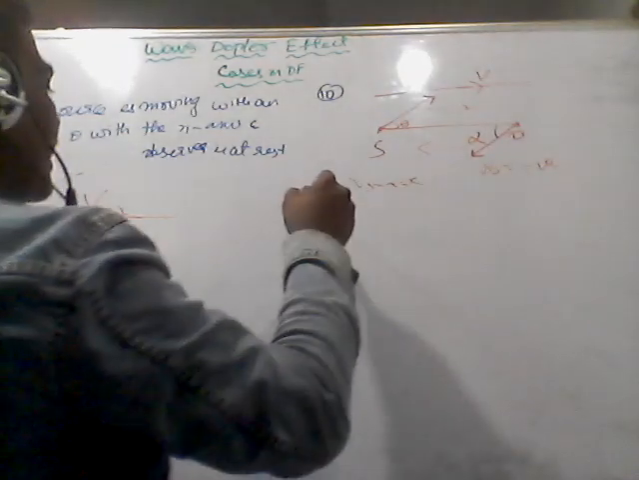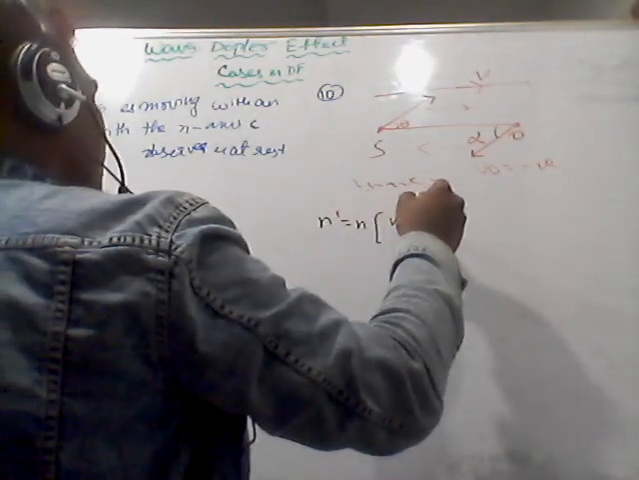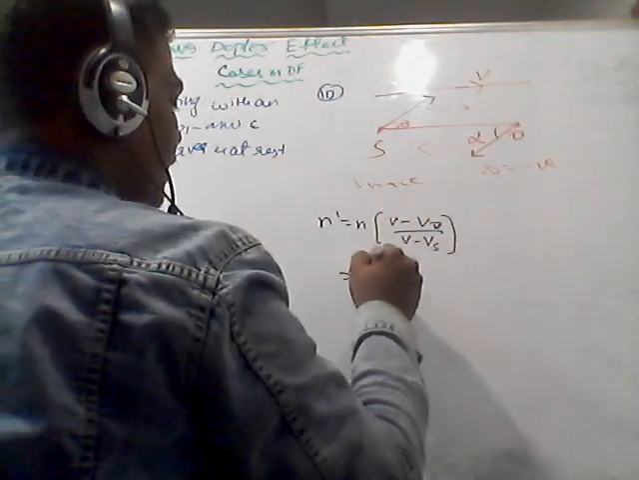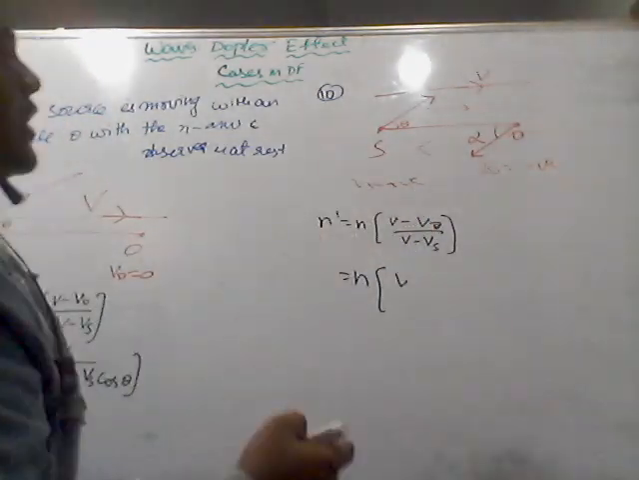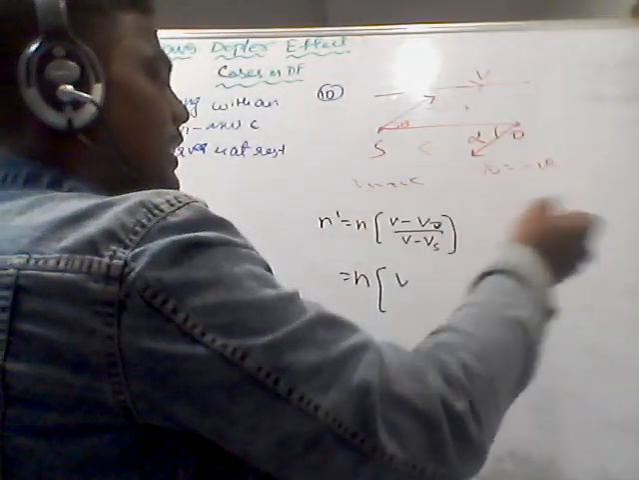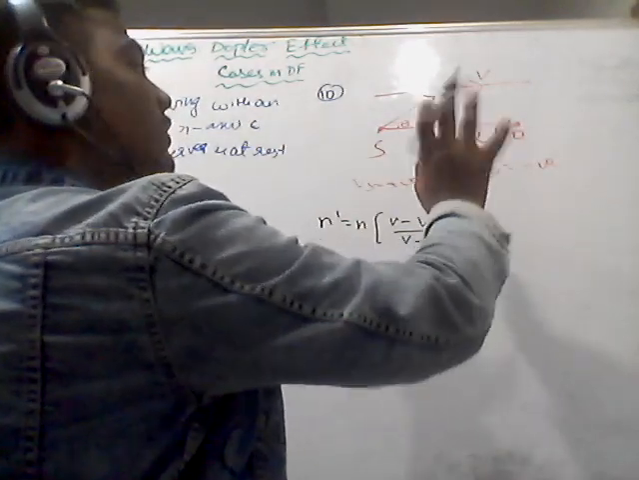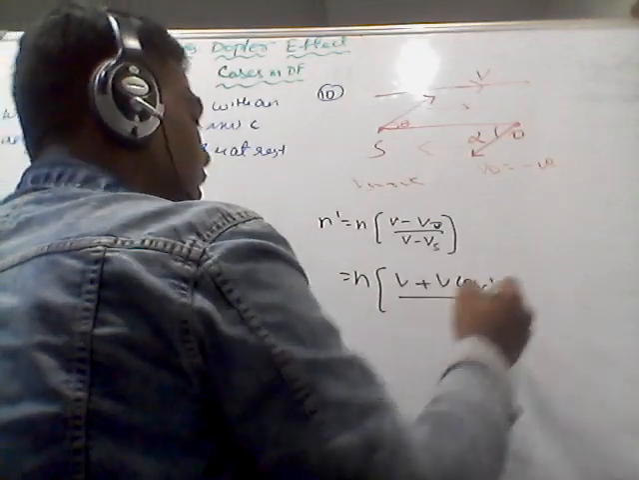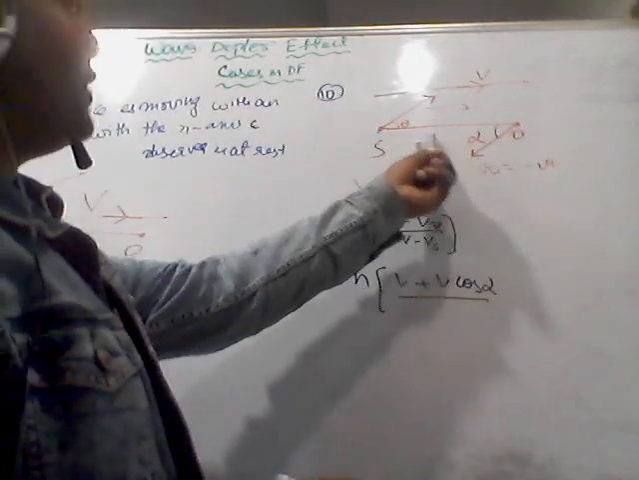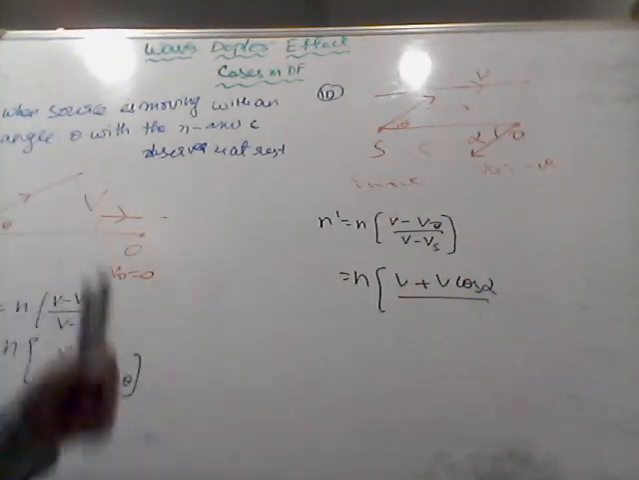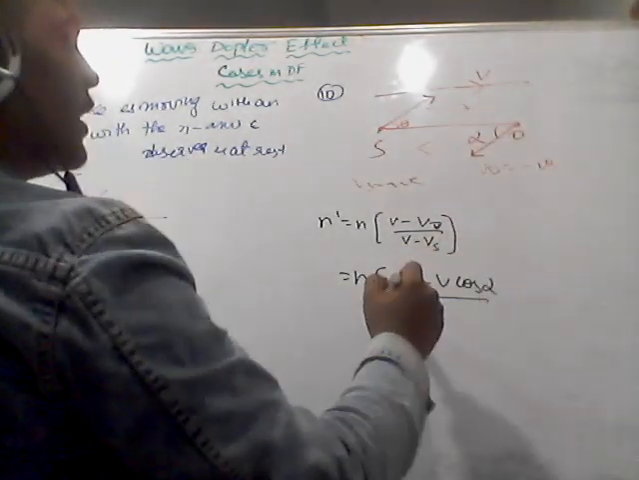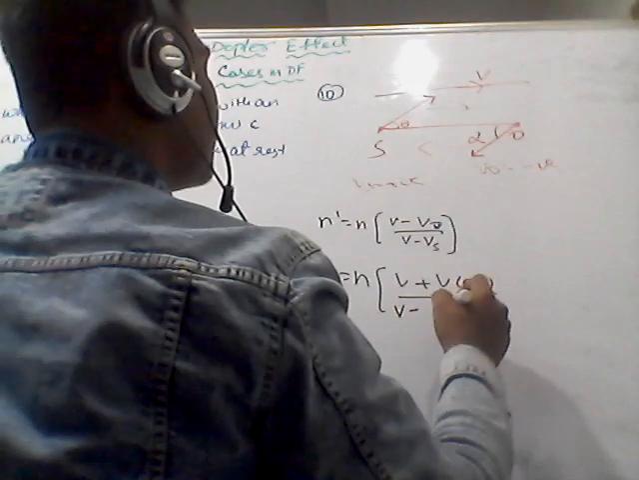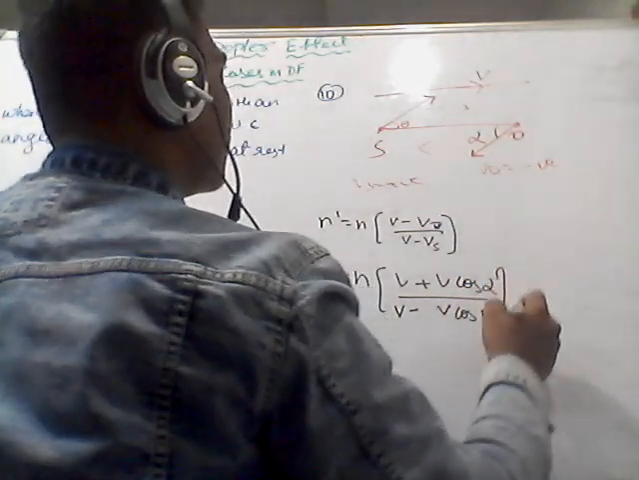How? Be very careful. n dash is equal to n into (V minus Vo) by (V minus Vs). Vo is minus, so V minus of minus will become plus. Vo is not Vo, it is the alpha touching side, V cos alpha. Understood the logic? Here we have taken cos theta for the source, theta touching side. Here alpha is touching, so cos alpha. V minus only, because it's plus, right? So n dash is n into (V plus V cos alpha) by (V minus V cos theta).